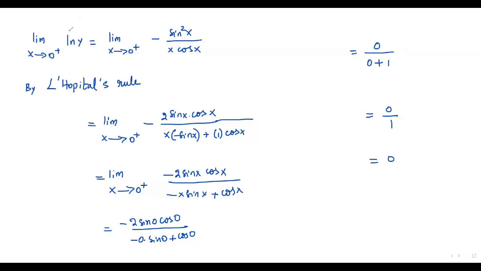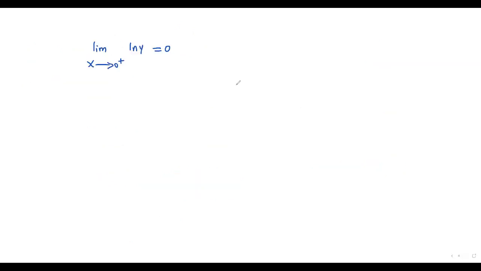Here we can take the stuff on the left side as it is: limit x tends to 0 plus ln y. Now we have evaluated, and this time we don't get an indeterminate form, we get a finite value 0. Okay, let's proceed with the rest of the problem on the next page. This is the last step we had on the previous page.